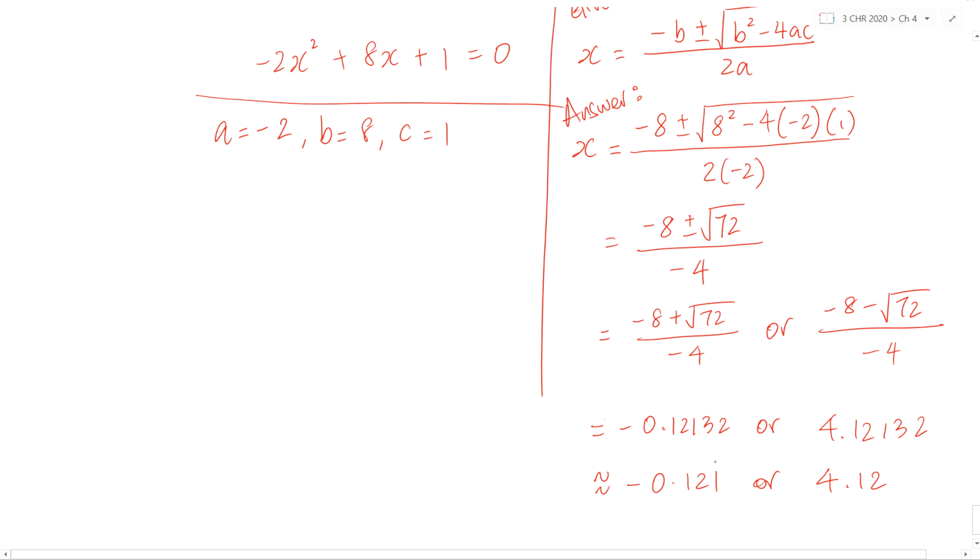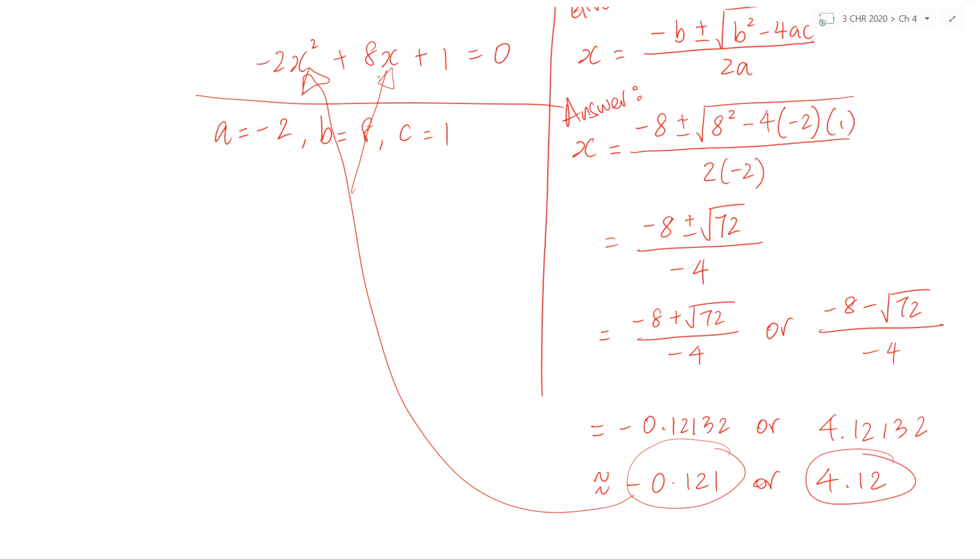If you substitute this or this into the original equation, your right hand side will be very, very close to 0. You know why I say very close and not equal to 0? Why am I saying it is very, very close to 0 instead of saying it will be equal to 0?